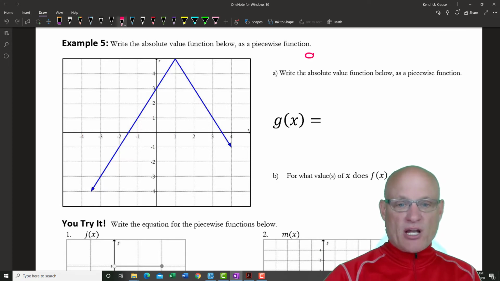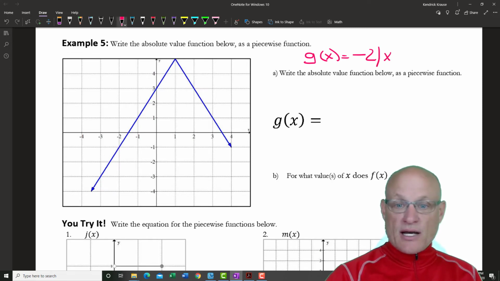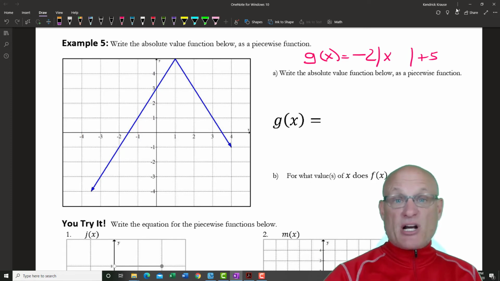So if you were just telling me g of x, you would say this thing is equal to, first of all, it's going down. And it's got a slope of down 2 and over 1, so down 2. It moved to the right 1, so x plus 1. And it moved up 5, plus 5. Now, this should not be plus 1 for those of you screaming at me right now. I just figured it out. Because we moved to the right, it's really -1. Remember, it's backwards.